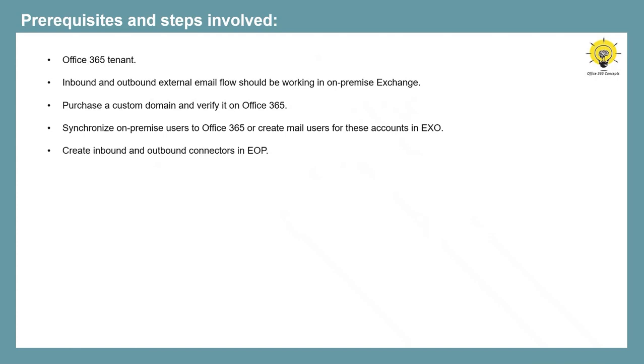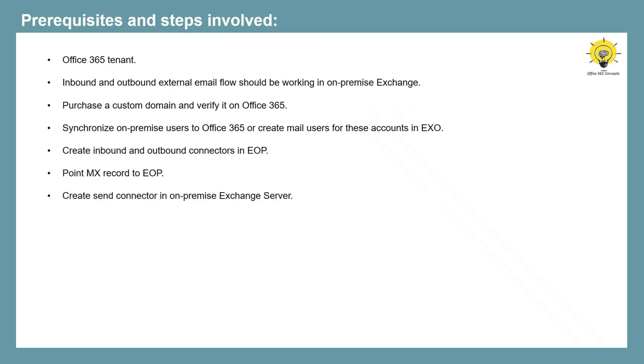Then you need to create two mail flow connectors in EOP. One connector will be an inbound connector that will receive emails from the on-premise Exchange. And the second connector will be an outbound connector that will send emails to your on-premise Exchange organization. We will point the MX record for our domain to EOP so that all inbound external emails are routed to EOP first, so that EOP can filter these emails and then route those emails to the on-premise Exchange organization with the help of the outbound connector.